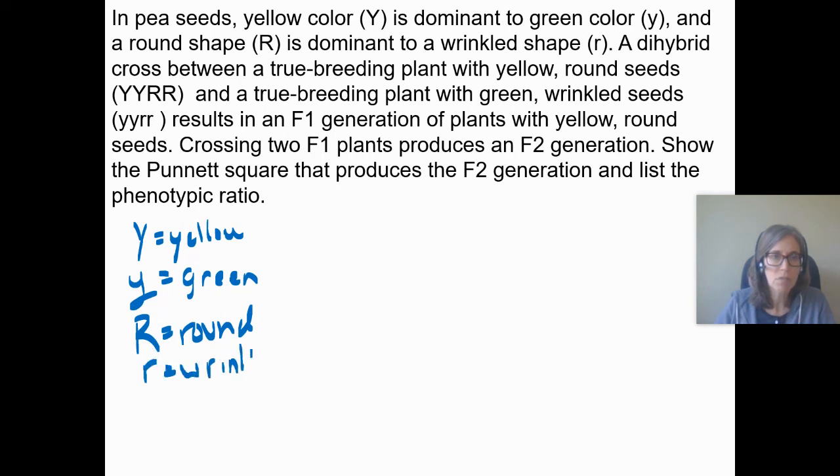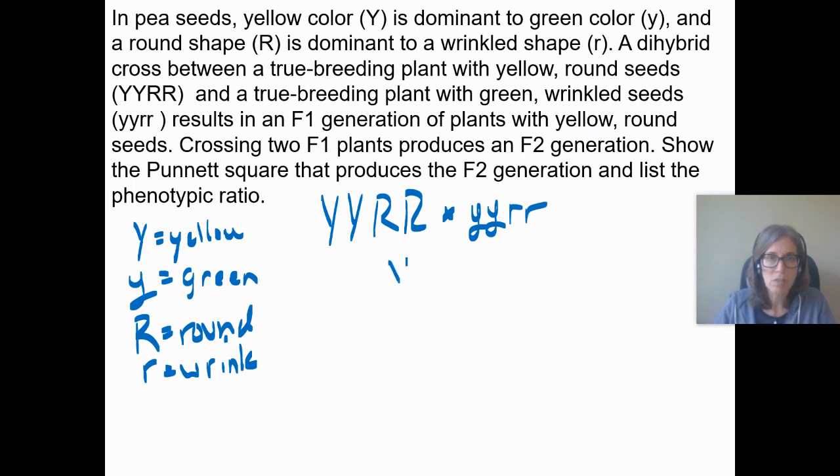The reason that you'll see crosses between pea plants is that this is what Mendel worked with, so a lot of times we still give a lot of practice on this. A dihybrid cross between a true breeding plant with yellow round seeds, big Y, big Y, big R, big R, and a true breeding plant with green wrinkled seeds, little y, little y, little r, little r, results in an F1 generation of plants that are yellow and round. So you get big Y, little y, big R, little r, because this one can only give a big Y, only a big R. This one can only give the recessives.